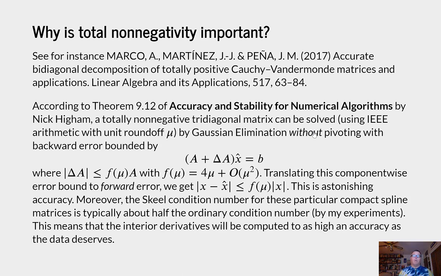So translating this component-wise error into forward error, this says that the component-wise error in the solution is less than f of mu times the solution. This is astonishing accuracy. So the Skeel condition number for these particular compact spline matrices, which is a structured condition number which depends on the absolute value of A, is actually about half the ordinary condition number. So I showed you that the ordinary condition number was quite well distributed, less than the dimension n, and the Skeel condition number is about half of that. So this means that your interior derivatives are going to be computed about as accurately as you can possibly expect in numerical analysis. That's really an astonishingly good result.